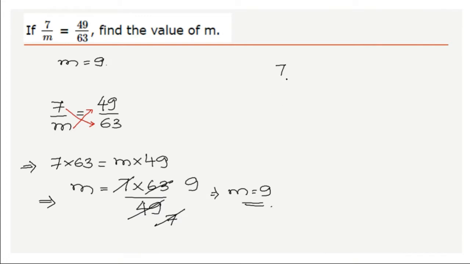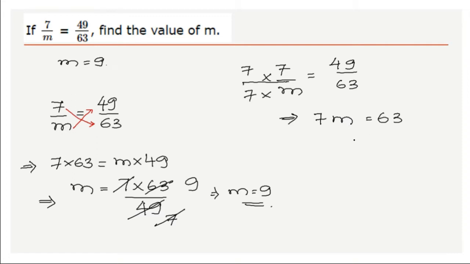Another method is, look at this equation 7 by m is equal to 49 by 63. On multiplying 7 to both numerator and the denominator, I'll be getting 49 in the numerator. 7 times 7 is 49. So what we have is 7m equal to 63. Therefore, the value of m must be 9. Then only it becomes 63. This is another method.